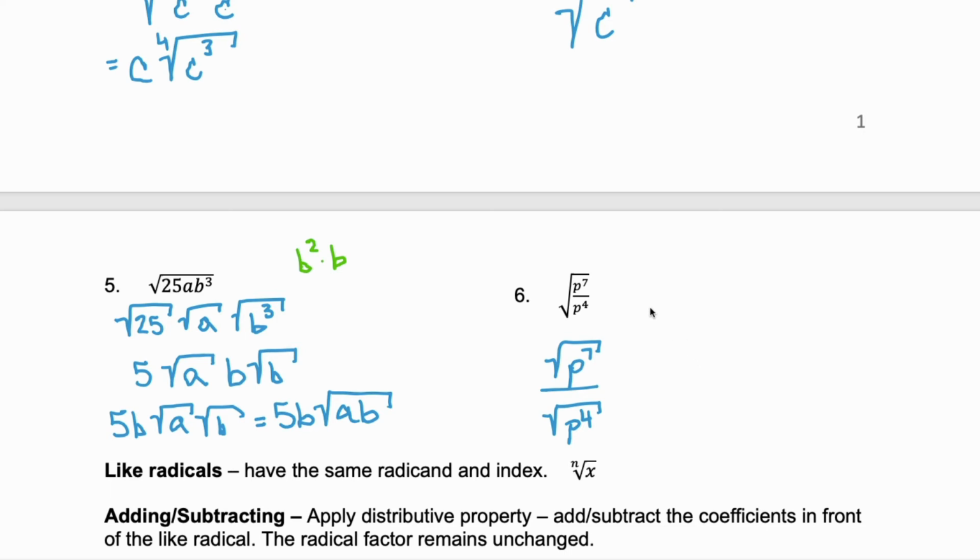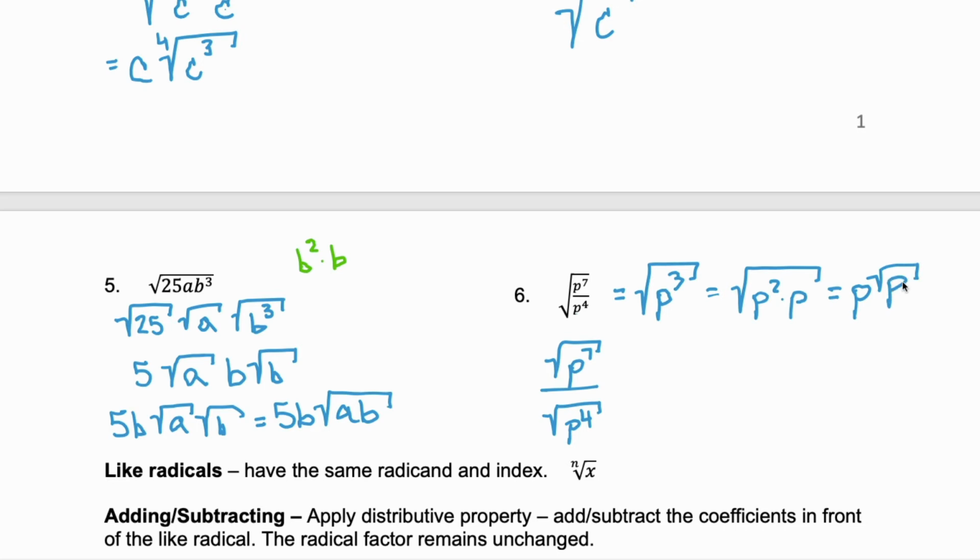Or we could actually use the quotient property for our exponents, which says when you have like bases and division, you subtract the exponent. So the exponent of the numerator minus the exponent of the denominator. So this would be the square root of p cubed. And similar to b cubed, p cubed would be equal to p squared times p. And we take the square root, and we have p times the square root of p.